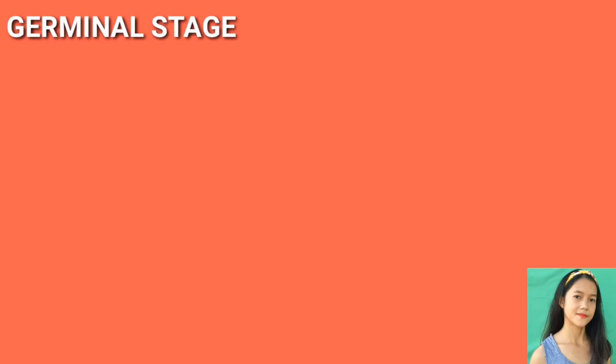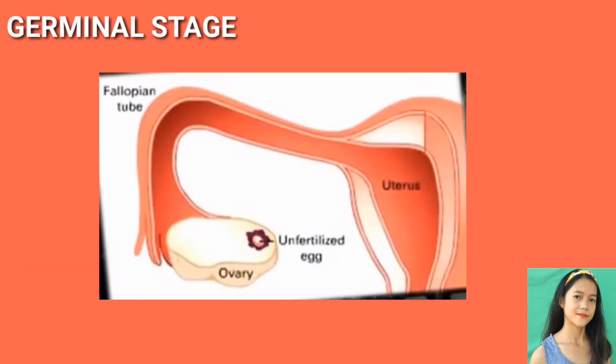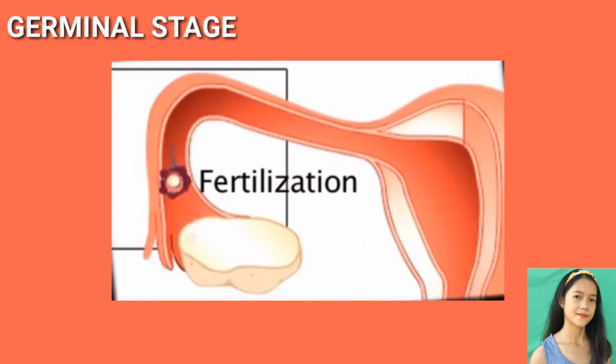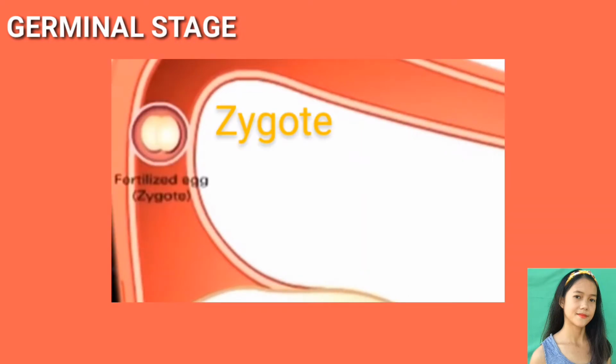Germinal stage, which starts from conception and lasts up to the end of the 2nd week. The egg slowly travels through the fallopian tube, and if sperm are present at that location, one of these sperm may unite with the ovum in a process called fertilization. Only one sperm can enter the egg's outer membrane. The moment a sperm penetrates the egg, conception occurs, creating a new and separate cell called the zygote.